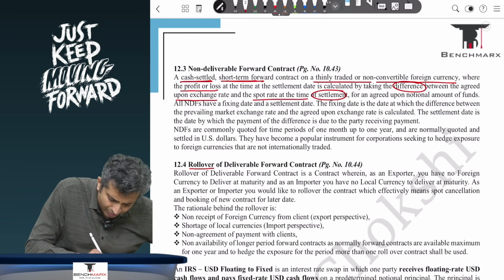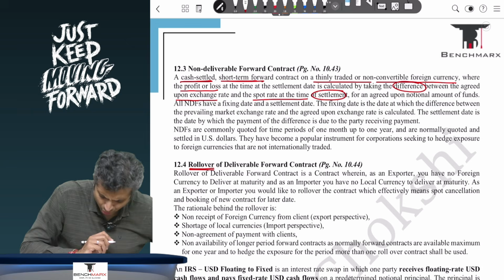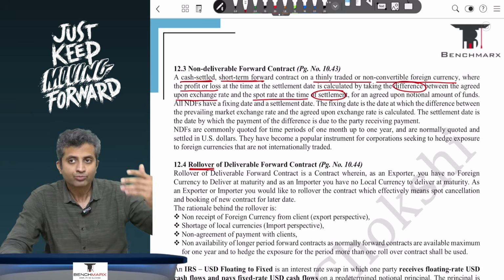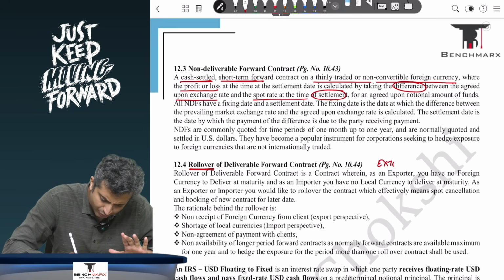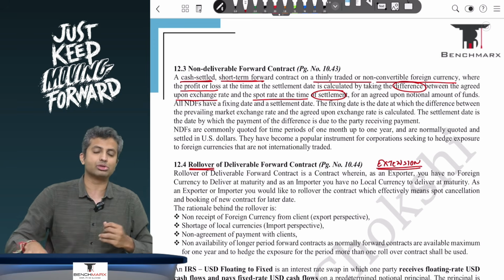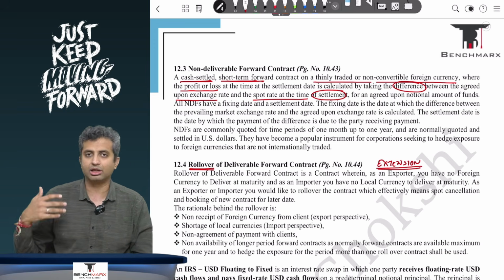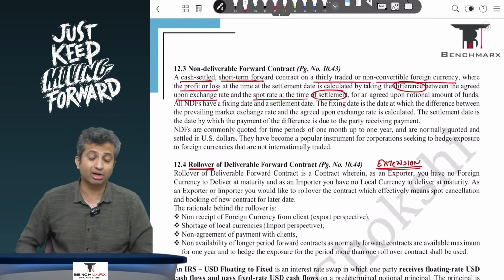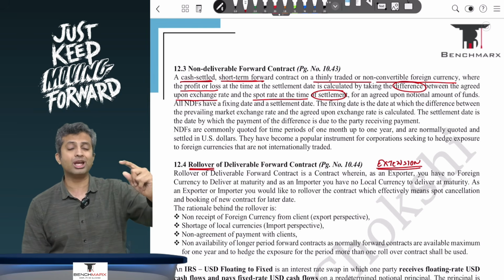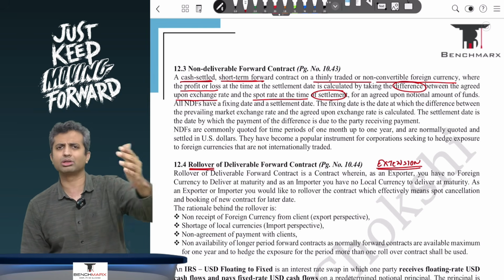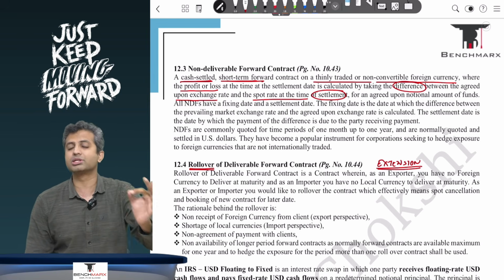Then there is also the concept of rollover of a deliverable forward contract. Now, what do you mean by rollover? In case of a rollover, it is for all practical purposes like an extension of a forward contract. Like you have the fate of forwards. In that section, you will have things like cancellation, early delivery, etc. But there's also extension. Now, instead of extending specifically on the due date, you can even roll over this contract for another 2 months. For all practical purposes, it is similar to extension.